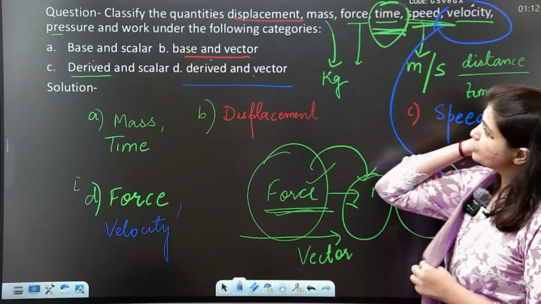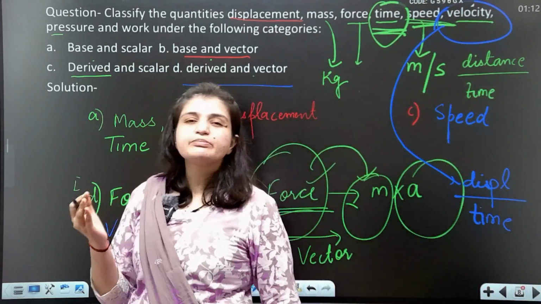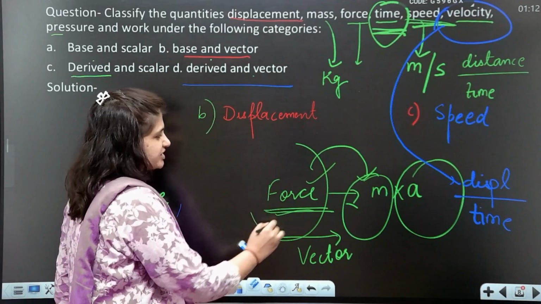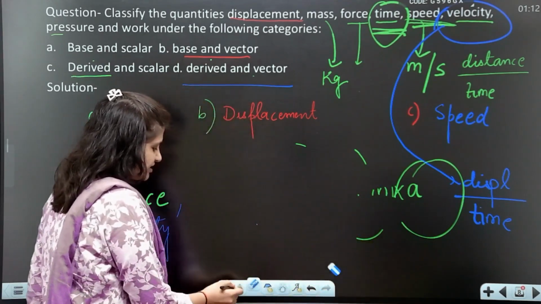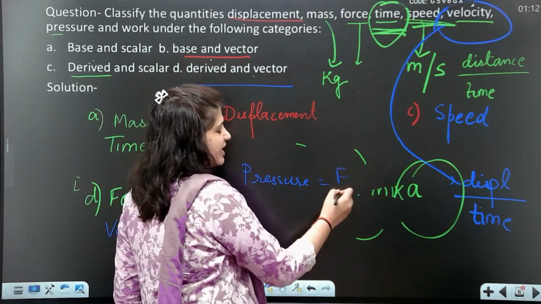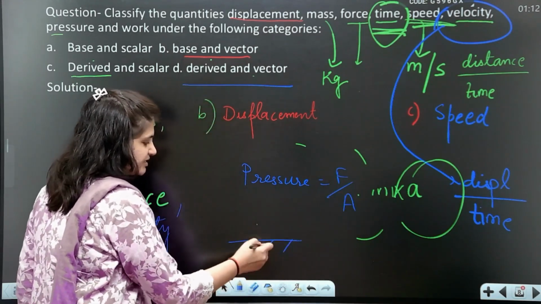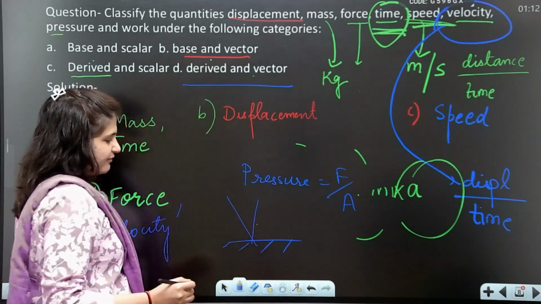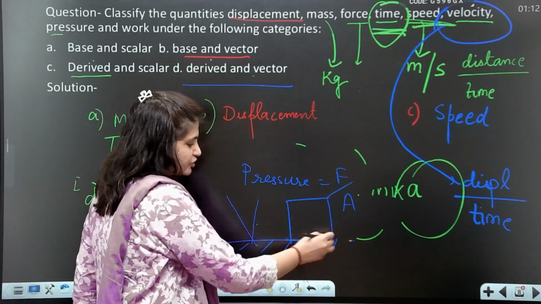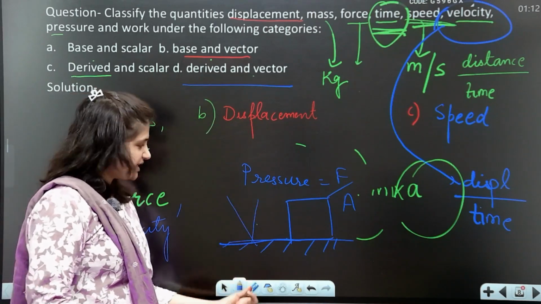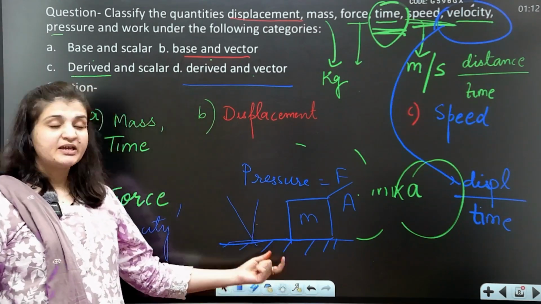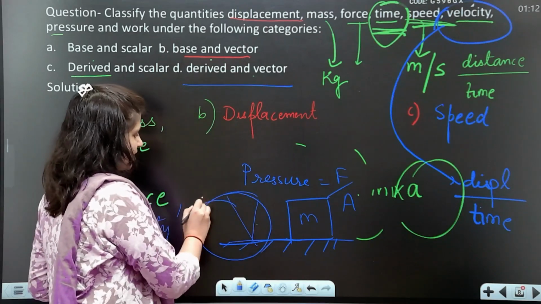Now let's come to pressure and work. What is pressure? It is force per unit area. So students, pressure is the force per unit area. Let's consider a knife and a box: which will apply a greater force on the surface? We have an object of mass m and there is also a knife there.